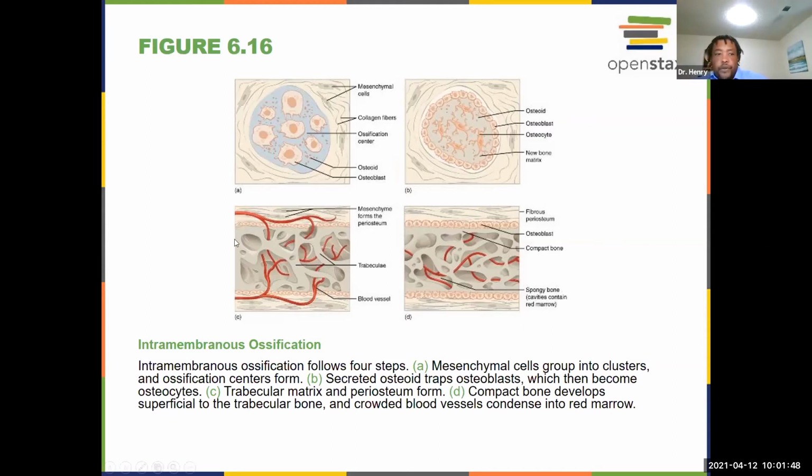Okay, so this here is basically a slide that shows us cell clusters that are kind of grouping together. In the very first one, this is from intramembranous ossification. It basically occurs in 4 steps. The very first one is the mesenchymal cell group forming into these nice little clusters. And so you'll have your cells here, you'll have your cartilage, and then you have your ossification center.